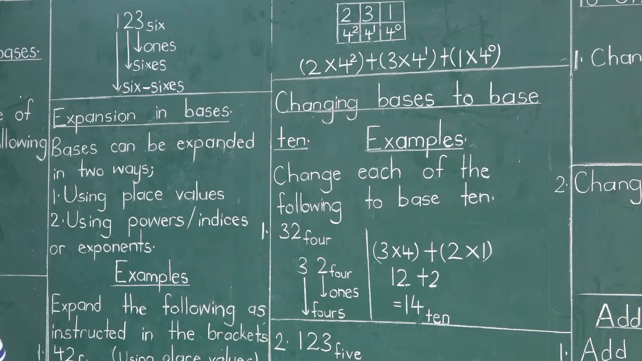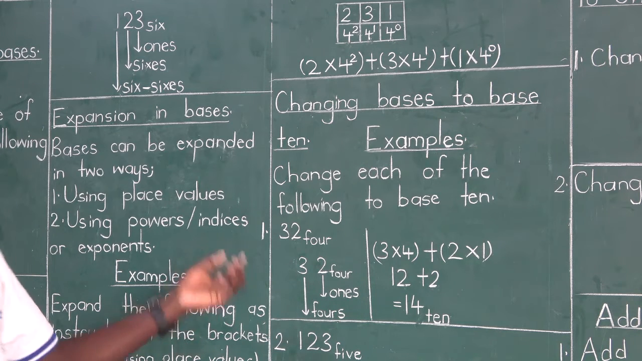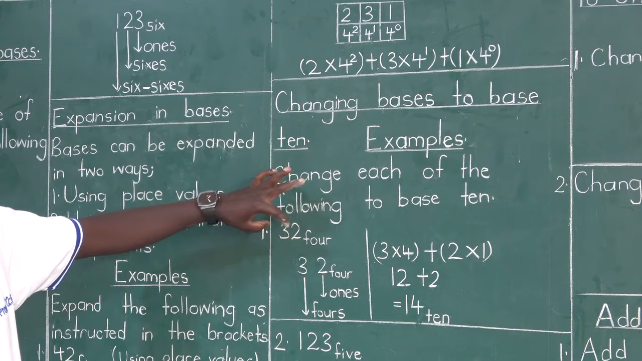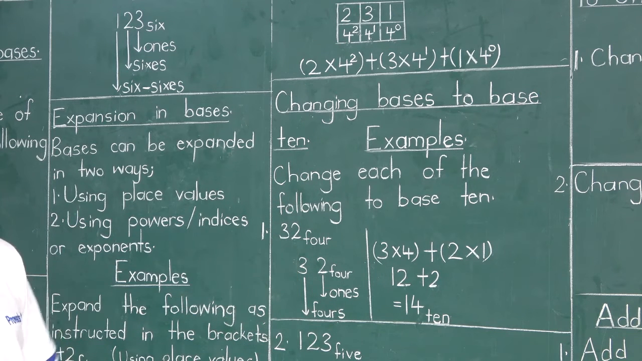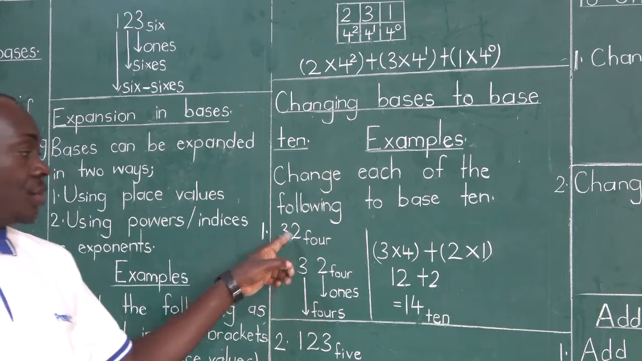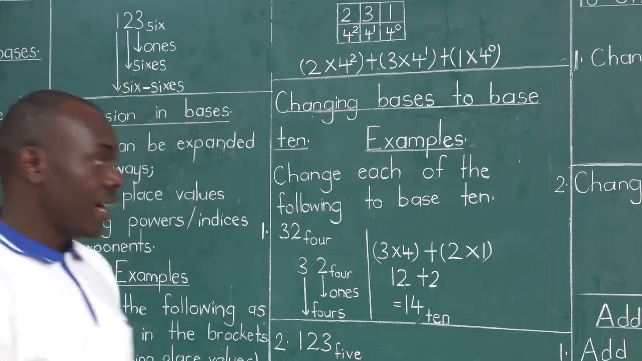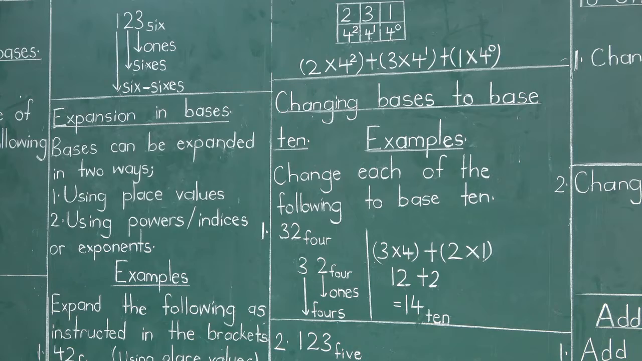Whereas these other bases, the base must be there for it to bear meaning. There is no way you can write 32 just at once and think it's a base 4 numeral. As soon as you say 32, that's base 10. But now this is 32 base 4, whereas this is 14 base 10. So learn how to read the bases also.